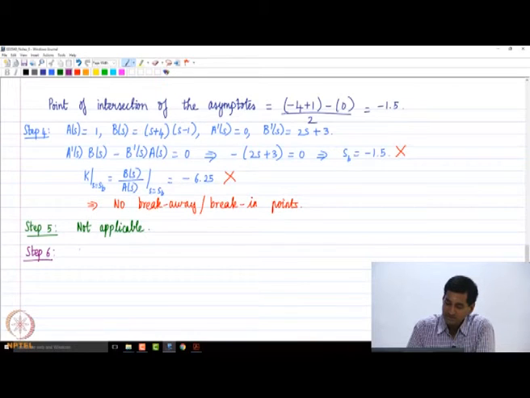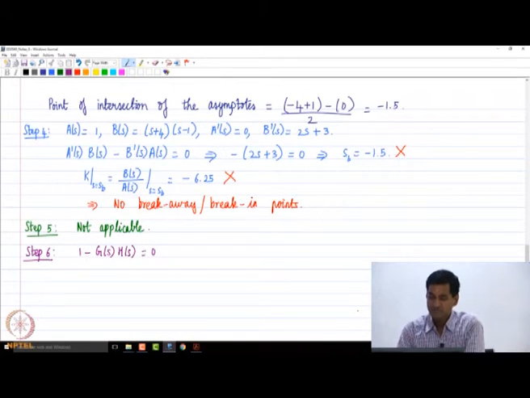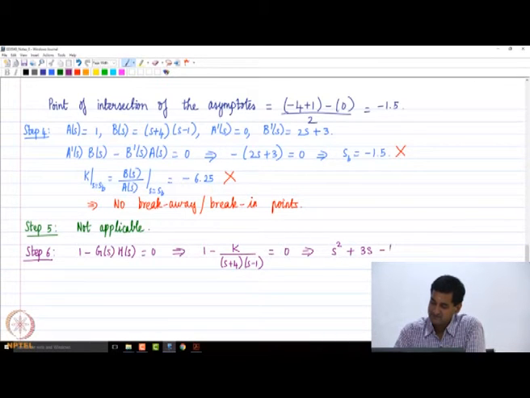So, what is the closed loop characteristic equation? It is going to be 1 minus G of s H of s equals 0. Please remember we are talking about positive feedback, so it obviously becomes 1 minus G of s H of s equals 0. We get the closed loop characteristic equation as this. If we simplify this, we are going to get s squared plus 3s minus k minus 4 equals 0. Am I correct?